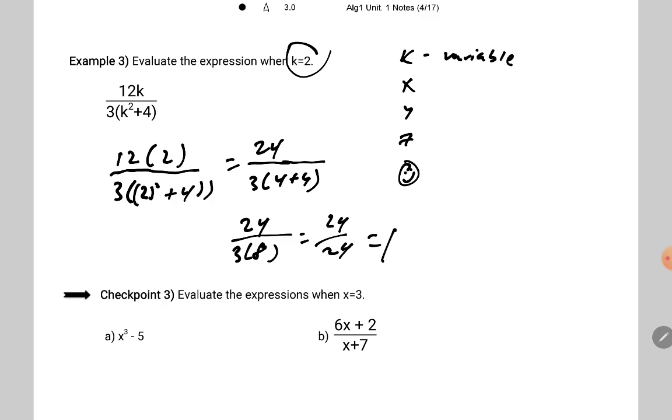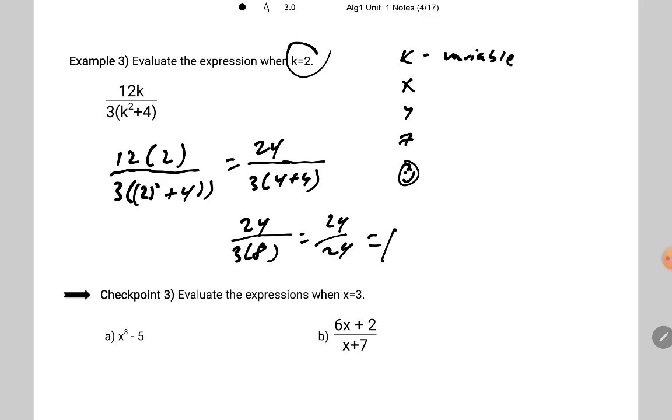I forgot to say this at the beginning, but whenever you have a long fraction bar like that, when you're doing PEMDAS, treat the top like its own problem, and then treat the bottom like its own problem. What I did up top is I did the top first, and then I did the bottom.